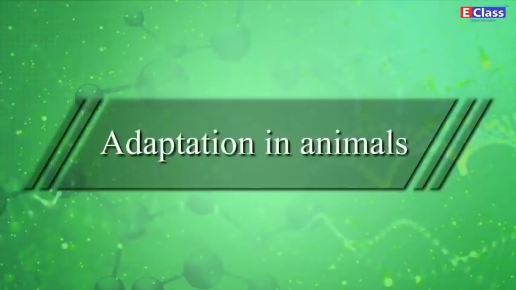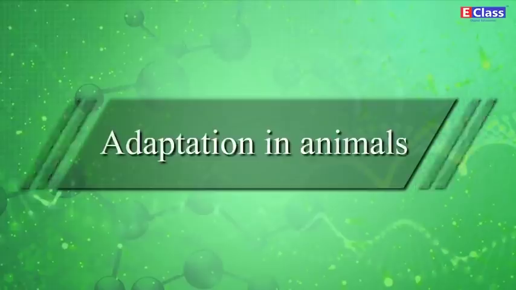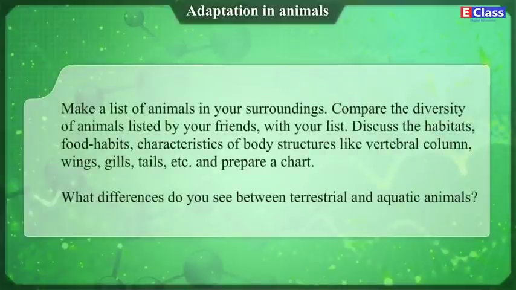Adaptation in animals. Make a list of animals in your surroundings. Compare the diversity of animals listed by your friends with your list. Discuss the habitats, food habits, characteristics of body structures like vertebral column, wings, gills, tails, etc., and prepare a chart.